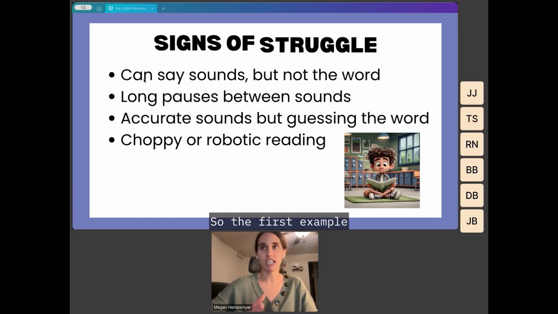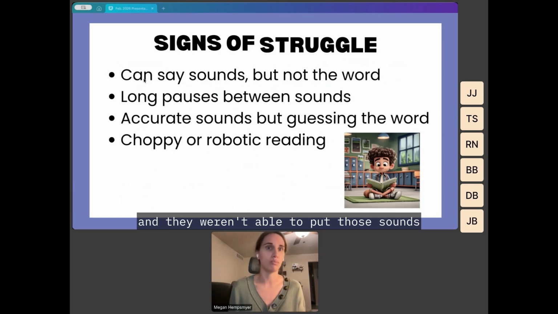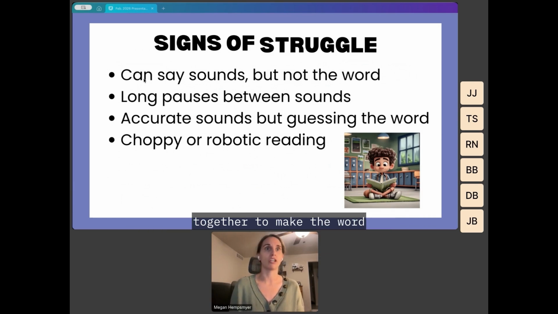The first example, one of the more common ones that I've experienced, is a student who can say sounds and words, but they can't read the word. I've had students in the past, especially ELL students, that would say sounds and weren't able to put those sounds together to make the word.